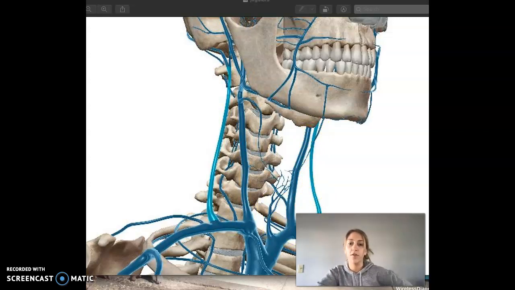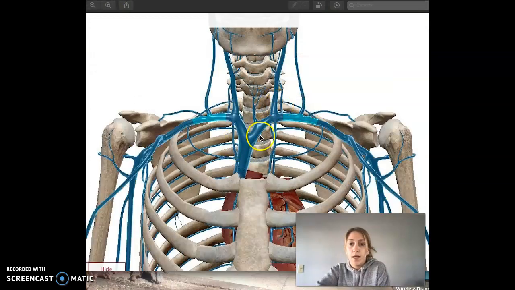So these come off of the subclavian veins on either side. And then also pictured here is the internal jugulars. So right here, this bigger one, and this other bigger one, that is the left and right jugular veins. And yeah, so those branch off of the brachiocephalic trunk. And then next we have the subclavian veins.